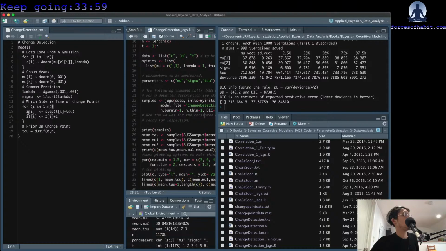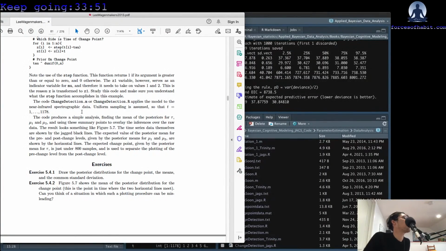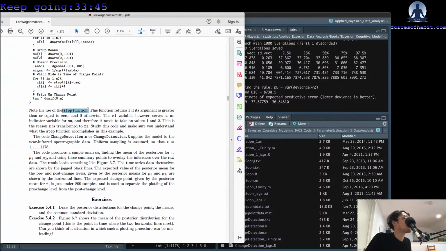So let's talk through what this is doing. Because we identify z using step. I don't know what step is. I don't remember. Step function returns 1 if its argument is greater than or equal to 0, and 0 otherwise. So z1 variable serves as an indicator for mu. Therefore, it needs to take on values 1 and 2. This is the reason z is transformed to z1.